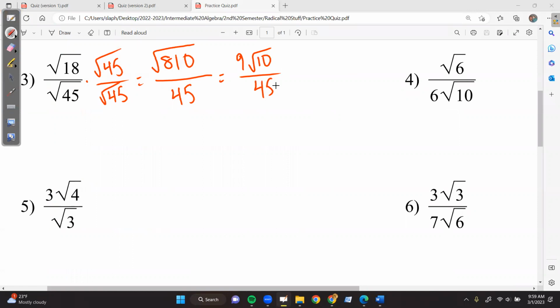And at this point, 9 and 45, don't take baby steps when you reduce. Try to think about, can I just go all the way with this? And I can divide them both by 9, go big or go home kind of thing. So if you divide the 9 and the 45 both by 9, the 9 becomes a gone invisible 1. So we just get 1 root 10 over 5.